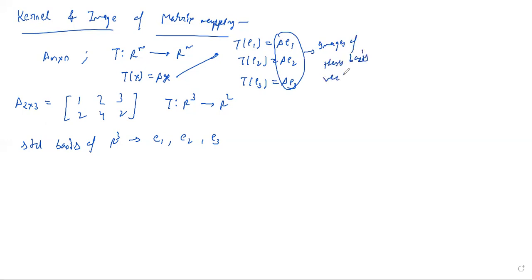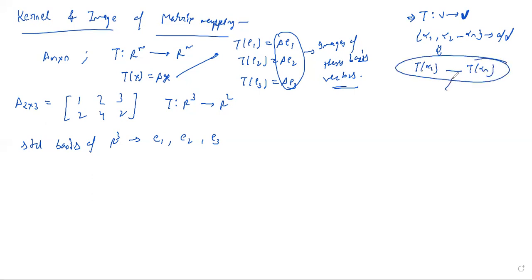Now we have studied a theorem in the previous lecture which says that if I have a mapping T from V to U which is a linear mapping, and there are basis vectors of V, alpha 1, alpha 2 to alpha n, then the corresponding images of these basis vectors, T of alpha 1 to T of alpha n, would generate the image of T.